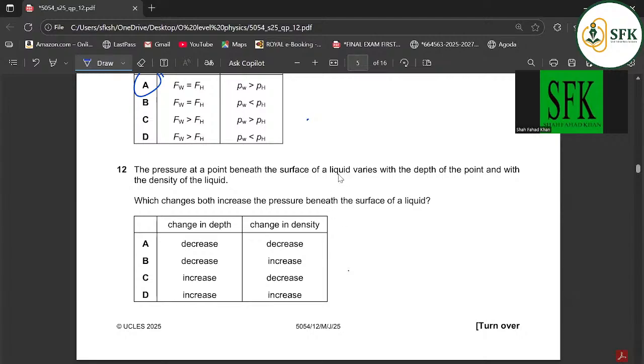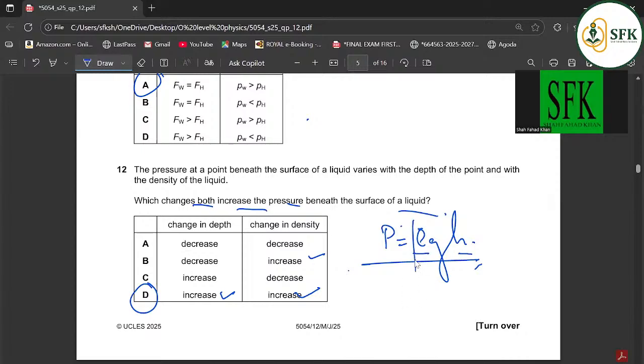The pressure at a point beneath the surface of a liquid varies with the depth of the point and the density of the liquid. Which changes both increase the pressure beneath the liquid? This is the formula. You increase the density, you increase the depth. When you carry out these two changes, it will increase the pressure because you can see this is density, this is the depth. So either the density increases or the depth increases, the pressure in both cases will increase.